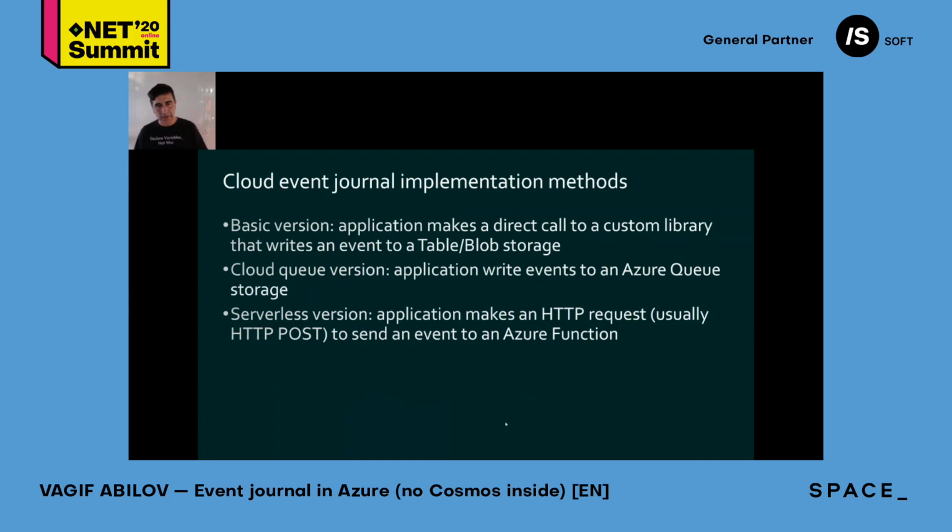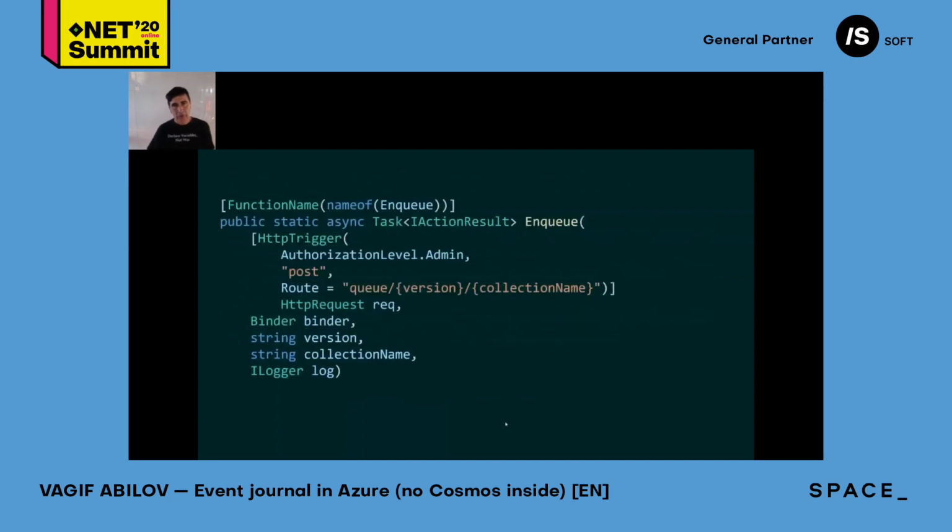But later we came up with the 3rd level, serverless. The application just makes an HTTP request, usually HTTP post, which sends the event to an Azure function. We use Swagger to document our API, and this is how it's currently used by most of our applications. So we'll start from the top. There's an Azure function called enqueue, where we define the HTTP verb post. We define a route, which consists of the HTTP path, including the version of the message and the collection name.